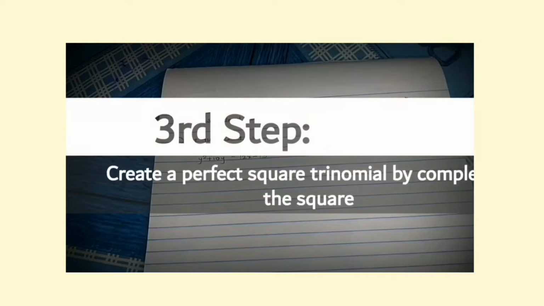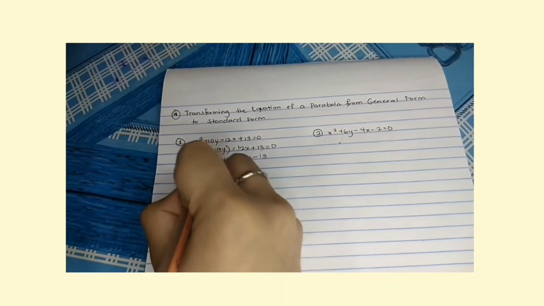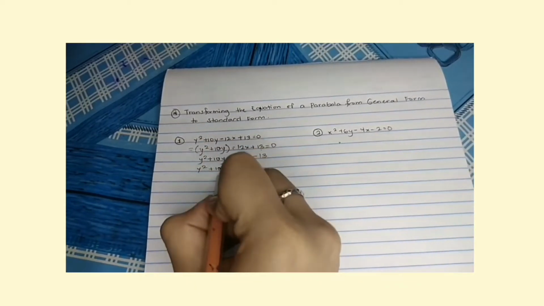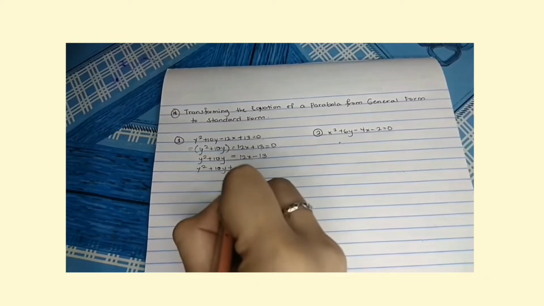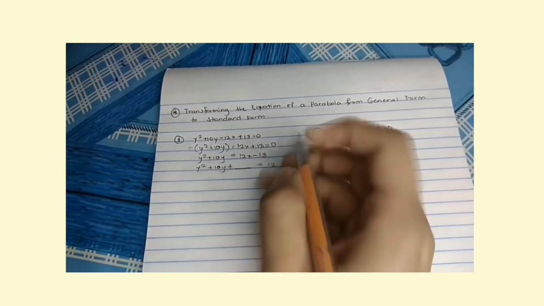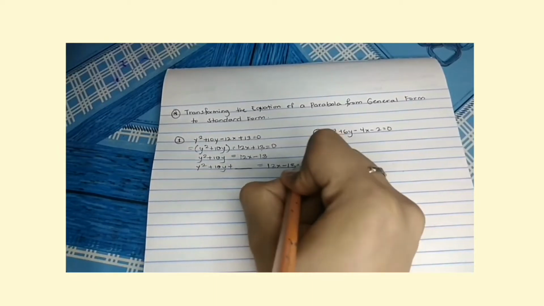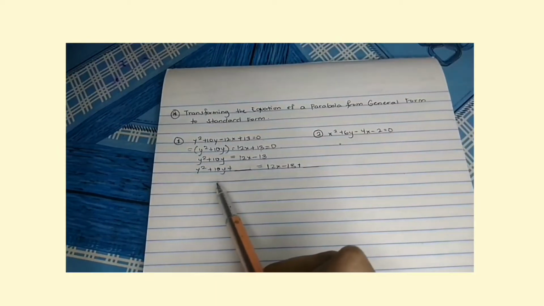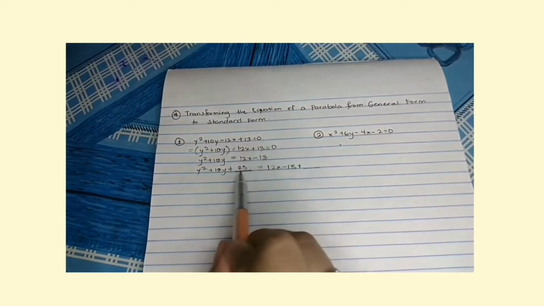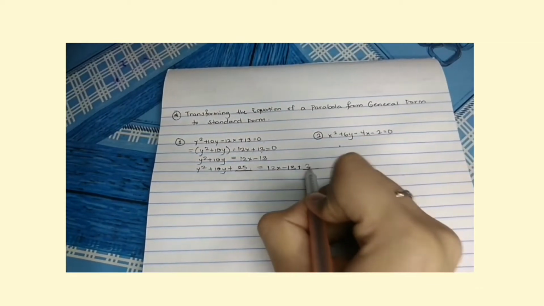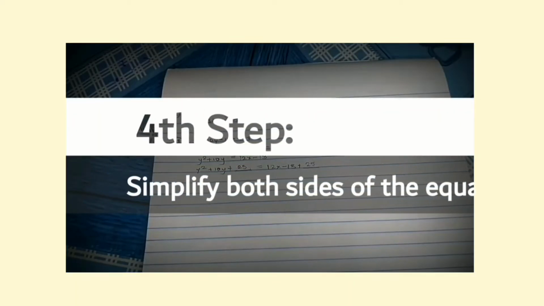The third step is to create a perfect square trinomial by completing the square. We'll just rewrite y squared plus 10y plus, and we will just leave a gap on both sides of the equation. To get the perfect square trinomial, we have to divide 10 by 2 and square the result. So 10 divided by 2 is 5. 5 squared is 25. So whatever we write to the left side, we have to write it down to the right side also.